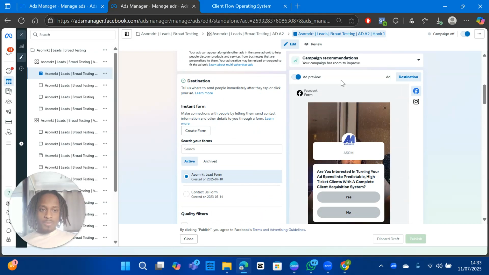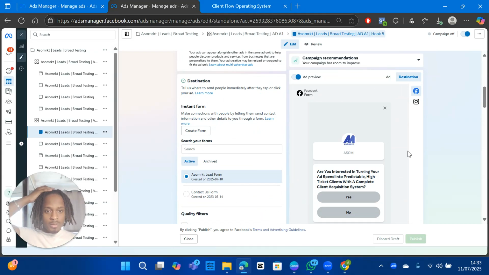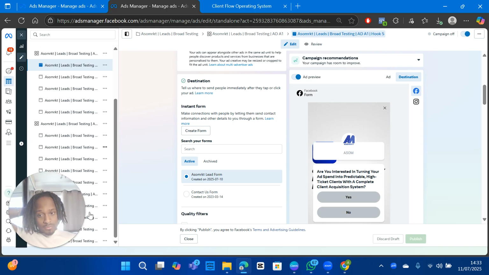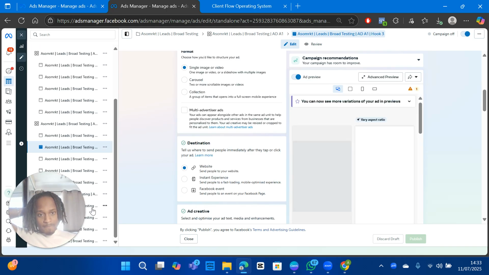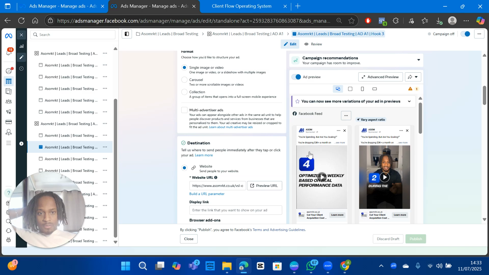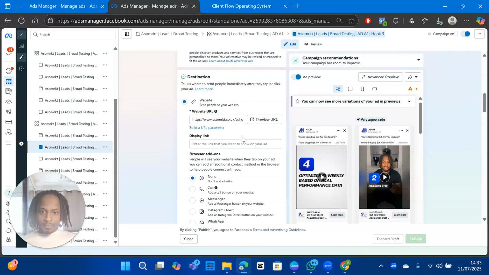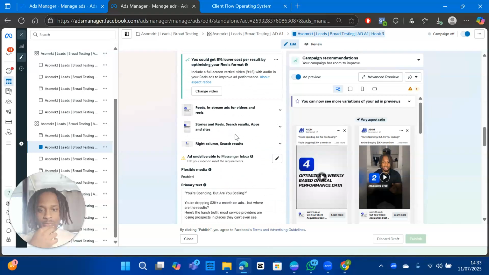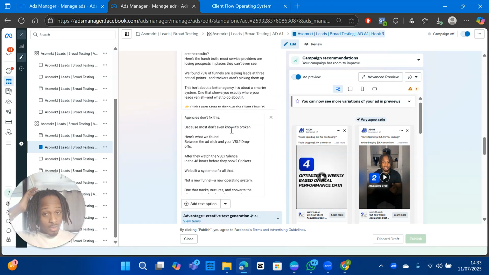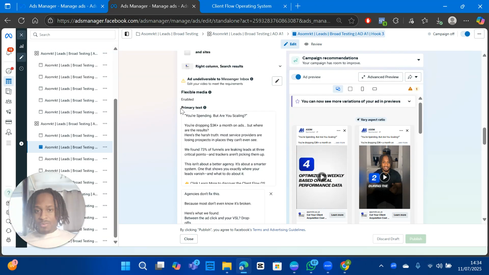Again, there's no set way to do it. Sometimes I do it one way, sometimes I do it a different way. These are instant form ones. Yeah, these are opt-in. So I have opt-in ones here. If I scroll down, just ad copy, self-explanatory.